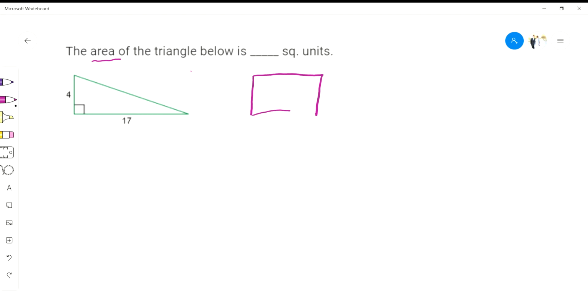It's not perfect. Ooh, that was awful. It really isn't perfect because I'm not very good at the straight lines on the computer, but here we go.